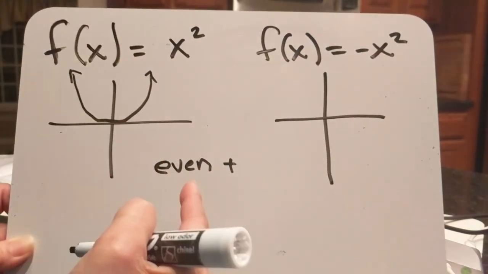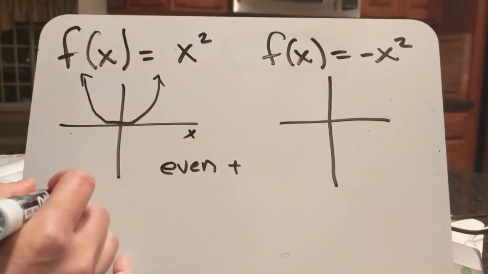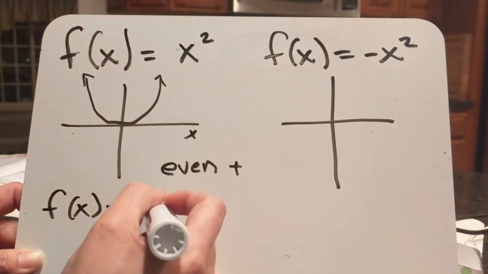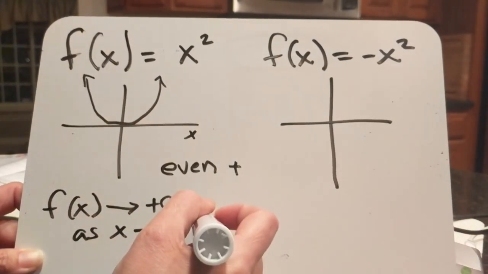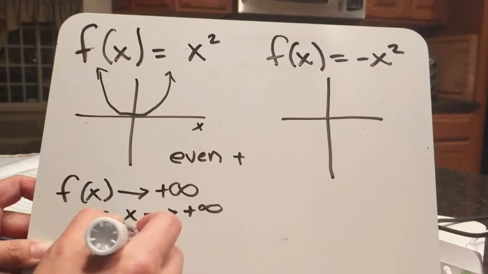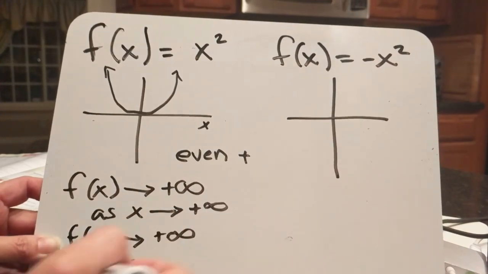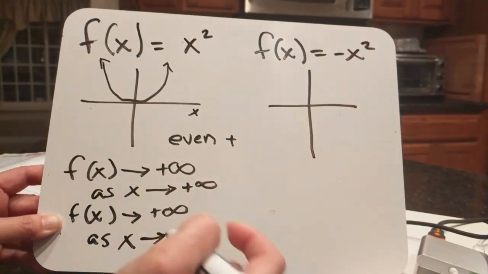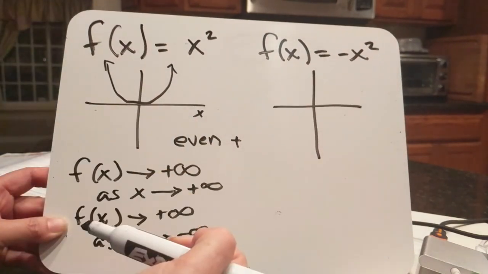So when the function is an even function and the leading coefficient is positive, this is what the end behavior looks like. The function is going to approach on the right, positive infinity, as x approaches positive infinity. And the same function is going to approach on the left, positive infinity, as x approaches this way, negative infinity. In other words, the end behavior of this function is on the right, it's going to move up, and on the left, it's also going to move up.